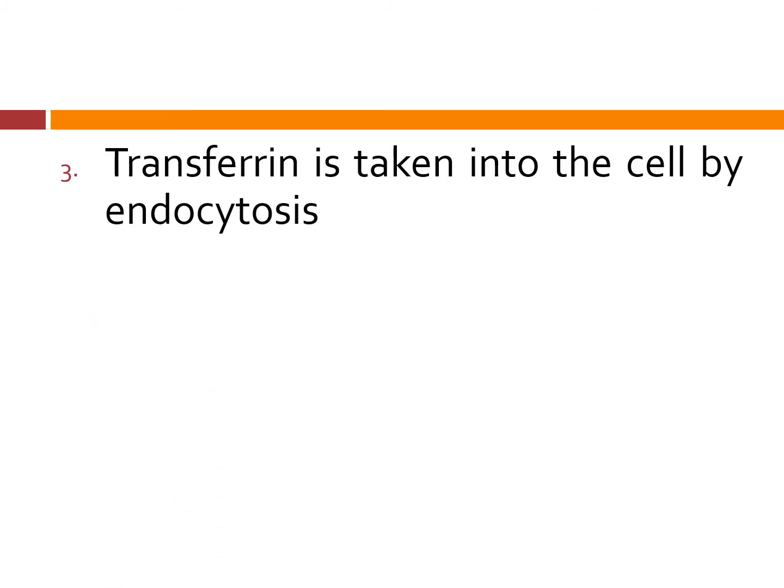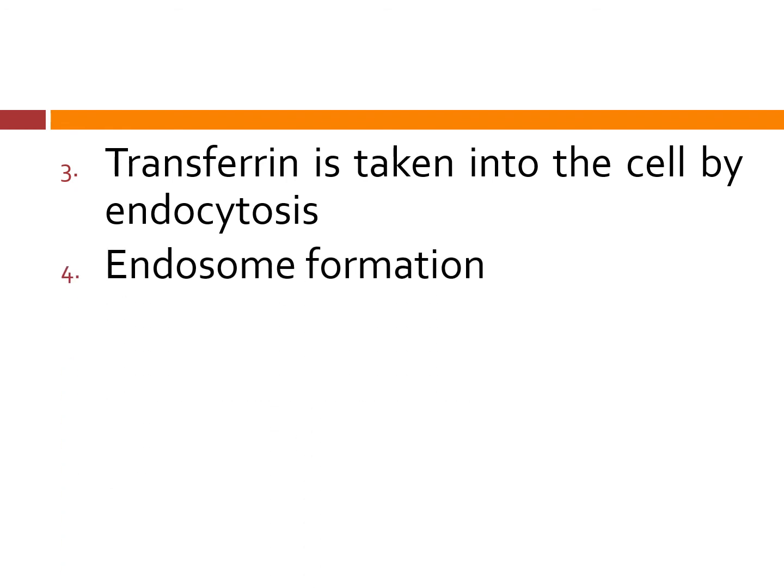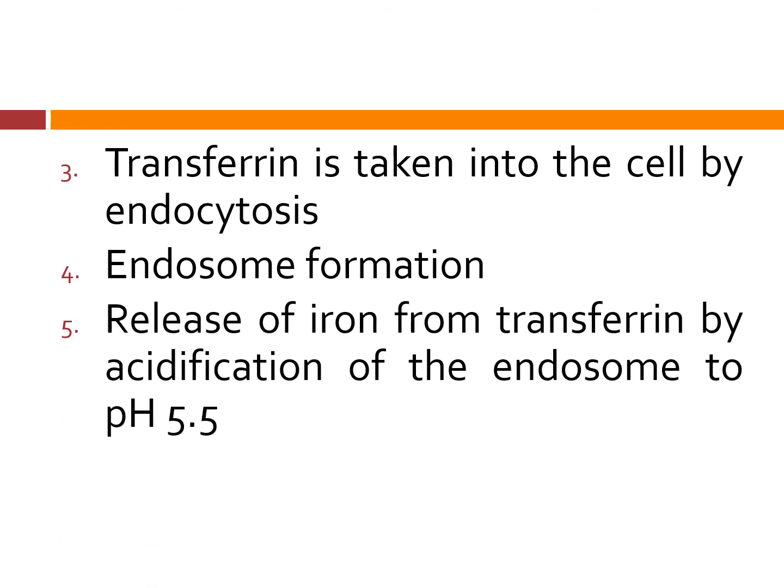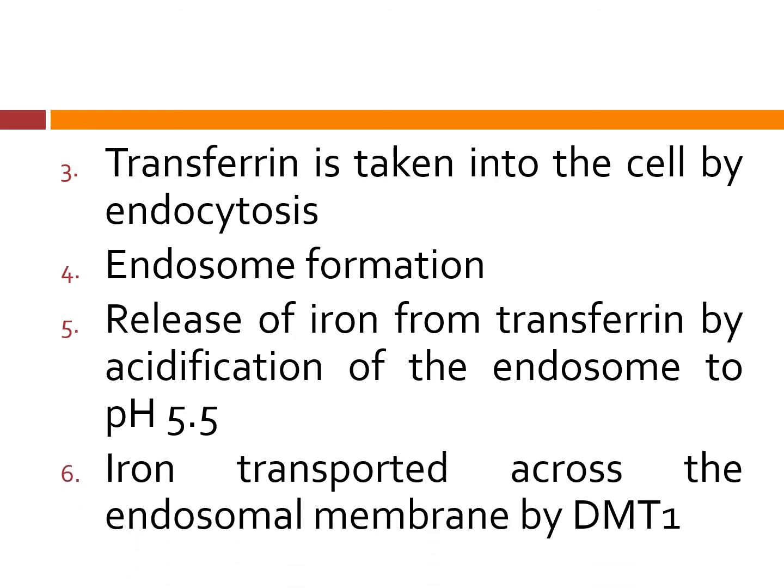So transferrin is taken into the cell by endocytosis, and there will be endosome formation, and the iron will be released from the transferrin by acidification of the endosome to pH 5.5, and your iron is transported across your endosome membrane by DMT1.